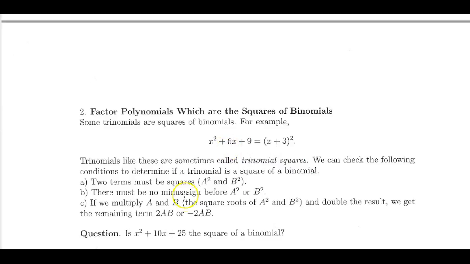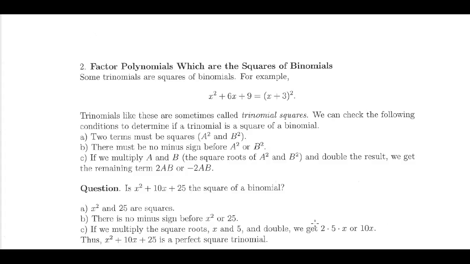So what happens is if the first and last terms are squares, and there's no minus sign in front of these, because if I square a real number, I get a positive number. And if I can take the square roots of each of these, so the square root of x squared is x, the square root of 9 is 3, and x times 3 is 3x. And if I double that result, I get 6x. So if I can do that, then I have what's called a trinomial square.